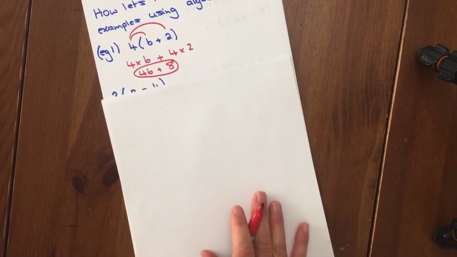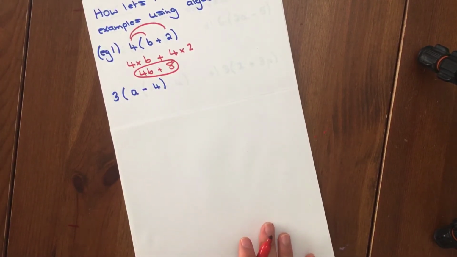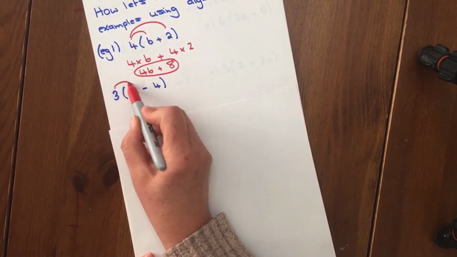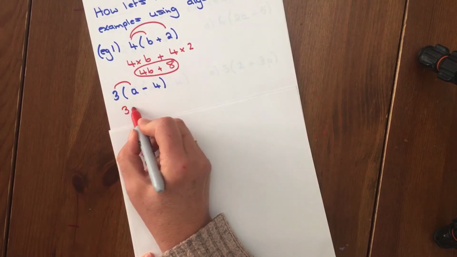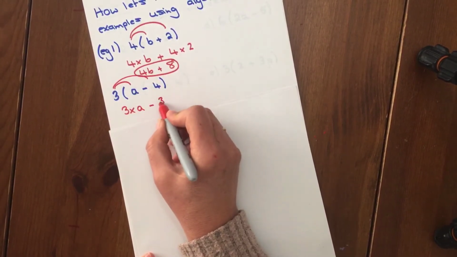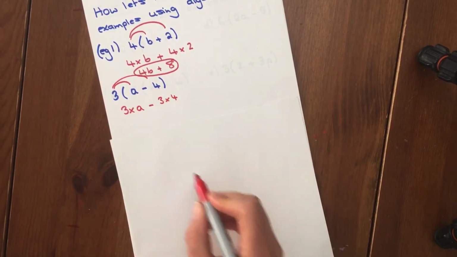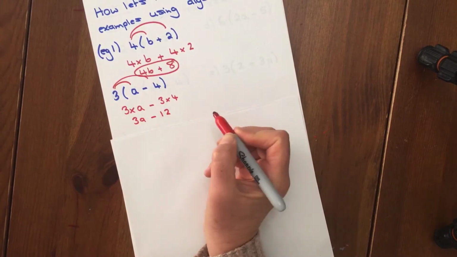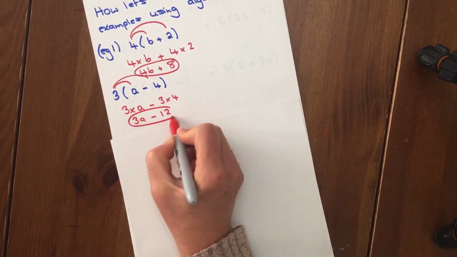Okay, another example on expanding brackets using algebra. So 3 times a is the first one, minus 3 times 4. 3 times a is 3a, minus 3 times 4 is 12, and that's my end answer.